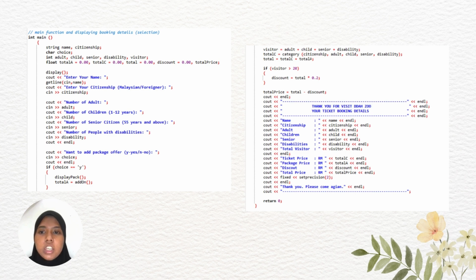Last but not least, the main function. In this main function, there are two selections. The first selection is about the package offer, whether they want to add more packages or not. The second selection is where we check if the number of visitors is more than 20. If the number of visitors is more than 20, they can get a 20% discount. And in this function, we are displaying the customer booking details.